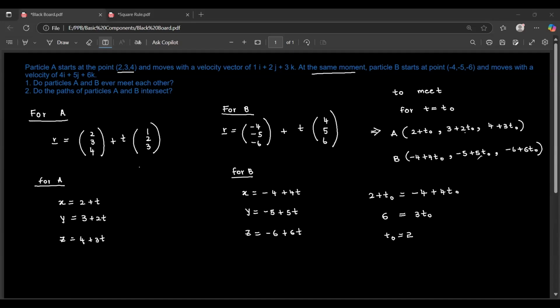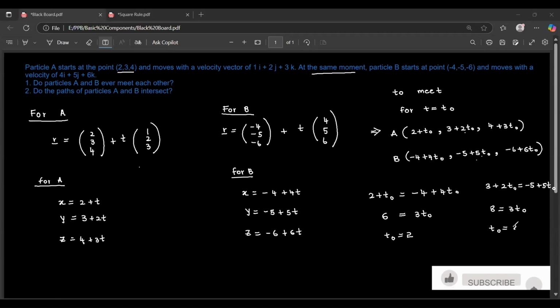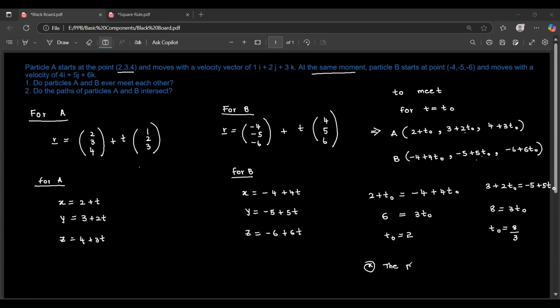Shall we check? In this case, we have 3 + 2t naught = -5 + 5t naught, which means 8 = 3t naught, so t naught = 8/3. The values are differing. So we can confidently say the particles do not meet each other.